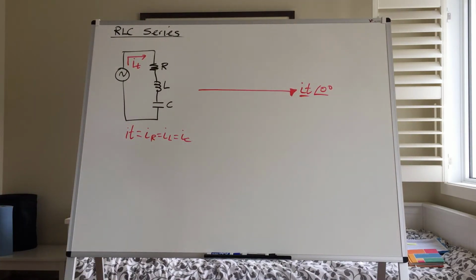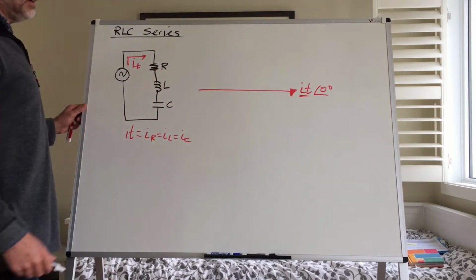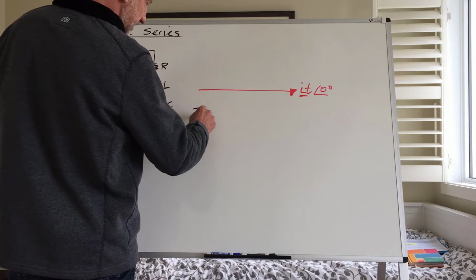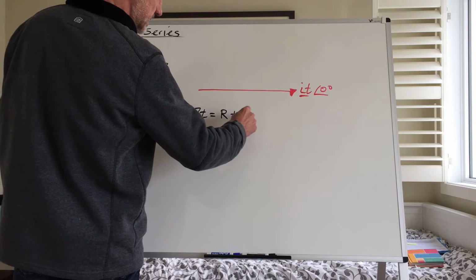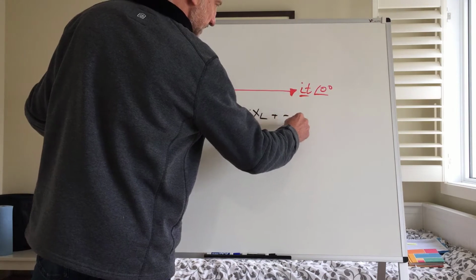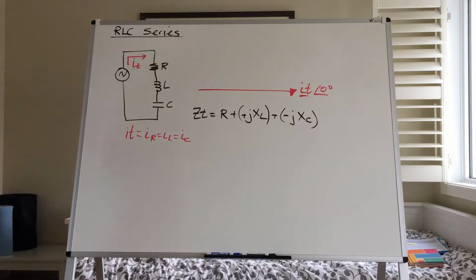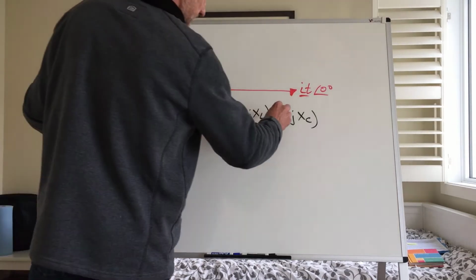Okay? So if we want to determine the total impedance from this circuit, it means that we're simply going to add the values up. But we need to remember, when we add the values up, there are values that are imaginary here. So that means that our Z total value is going to equal R plus J XL plus minus J XC. Our equation will be R plus JXL minus JXC.